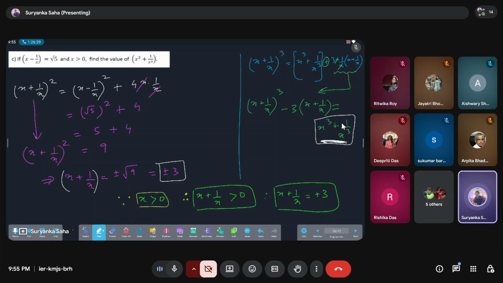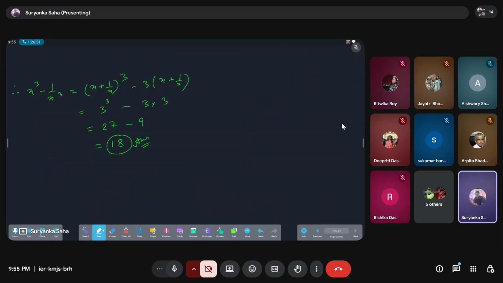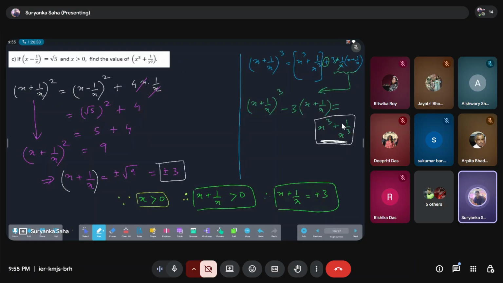If you have any doubt you can ask, otherwise we will end the class over here. Basically you can put the value over here only, you don't need to go to the next page. I thought there will be two cases, so I went to the next page.